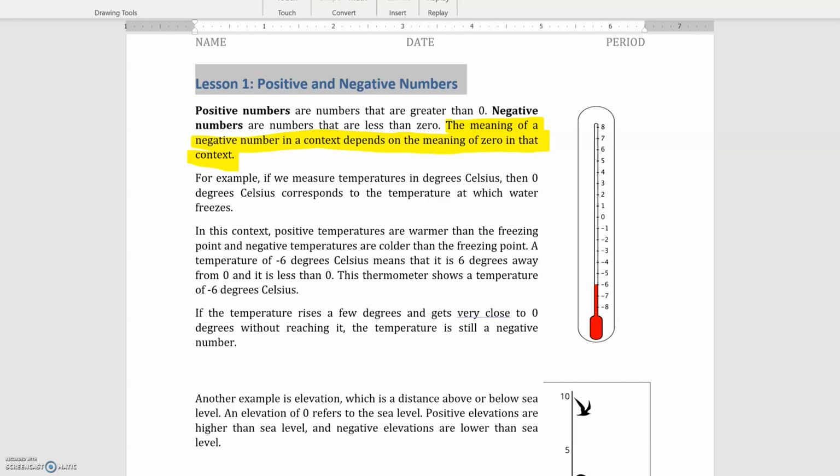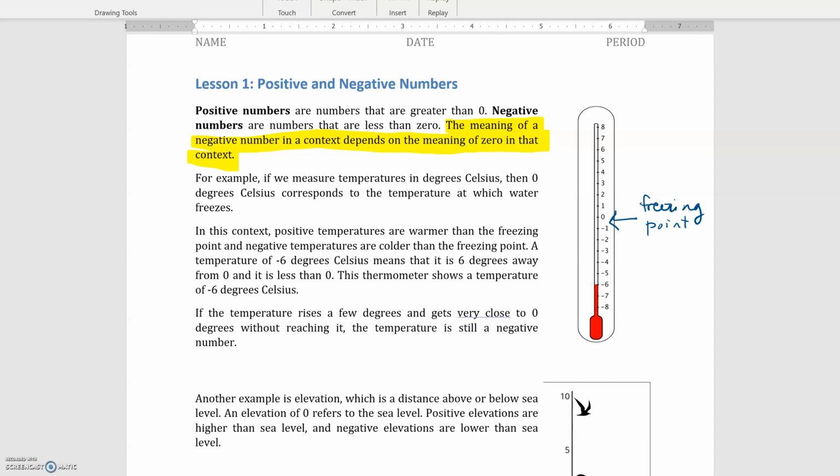So here's our first example. Say we have a thermometer. If we measure temperature in degrees Celsius, then 0 degrees corresponds to the temperature at which water freezes. So I'm going to look at this thermometer on the right, point to the 0, and label that as my freezing point, because we're going to use that freezing point to help us describe what the other numbers mean.